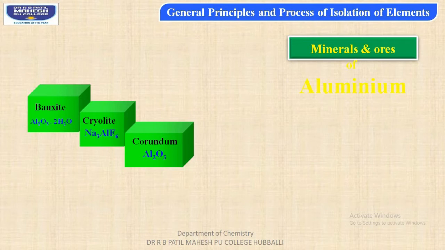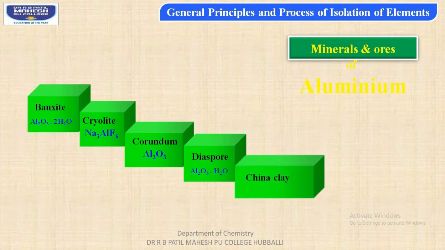The next mineral is diaspore, which is aluminium oxide monohydrate, and the last mineral is China clay, which is aluminium oxide silica dihydrate. Among all these minerals, students, bauxite is considered an ore of aluminium, and profitably we can extract aluminium metal from this bauxite ore.